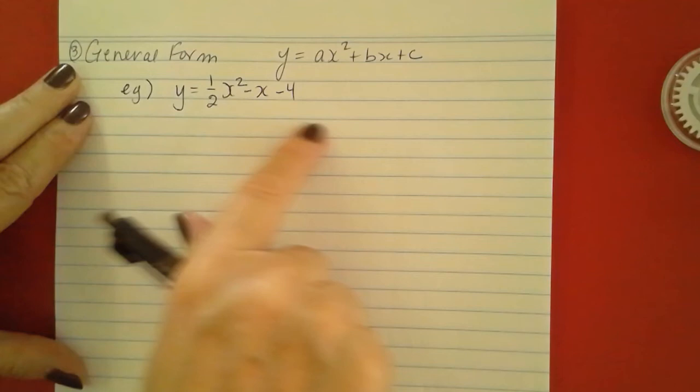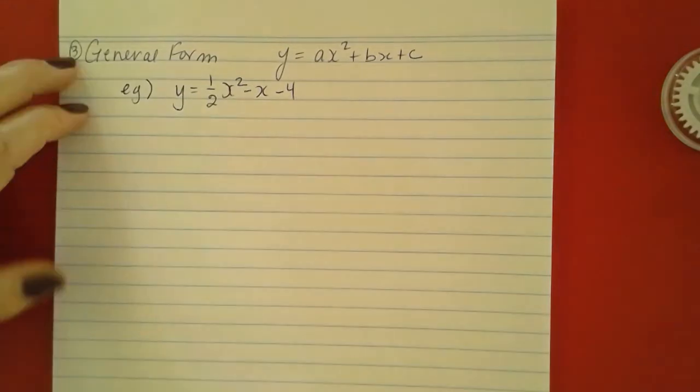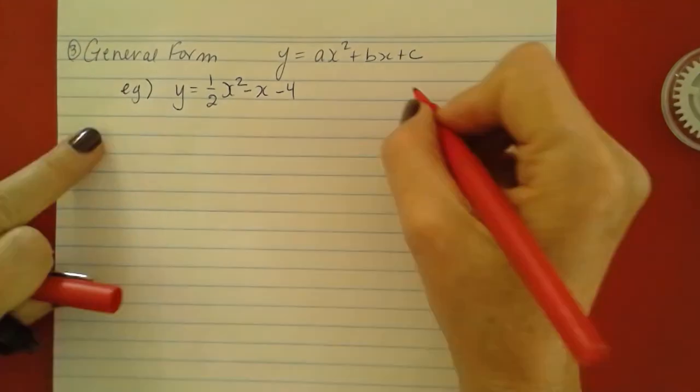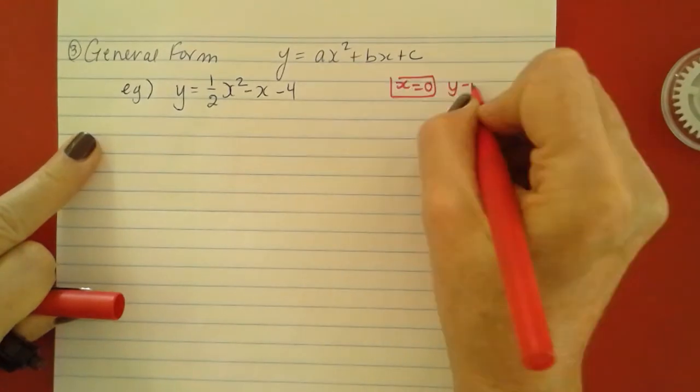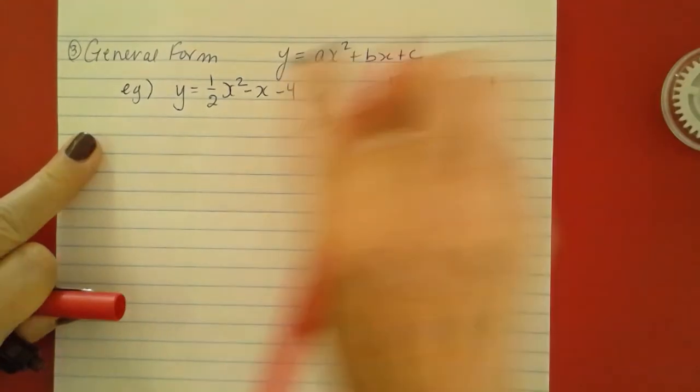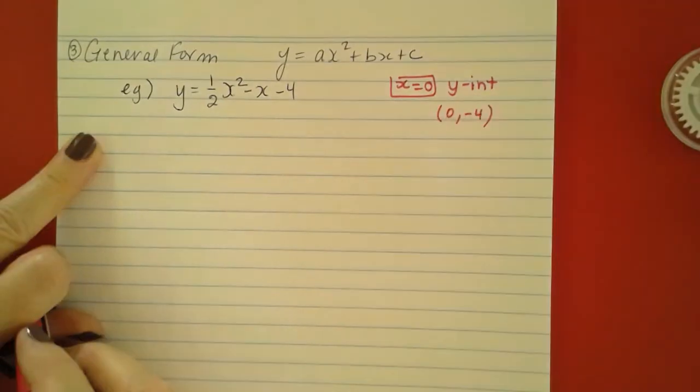Right, so now we have the general form of a parabola. It looks like that, the regular old kind. There's a lot of things we can do. I think the easiest one is when x equals 0, I'm at the y-intercept. So that's really easy. It's -4. So I've already found 1 point.